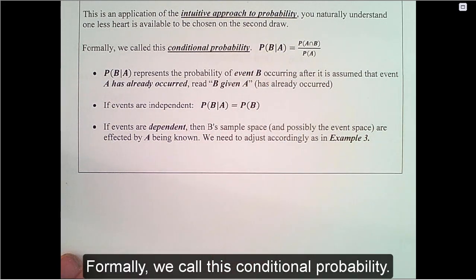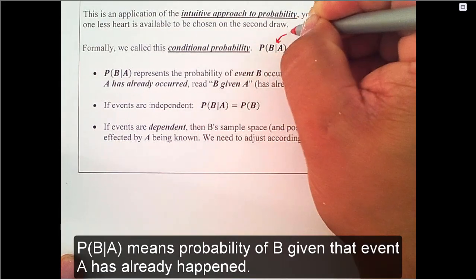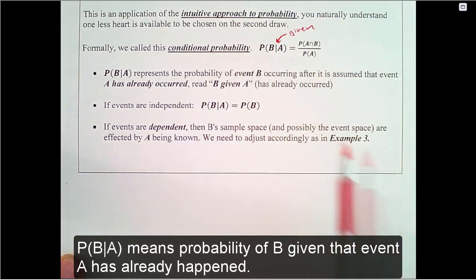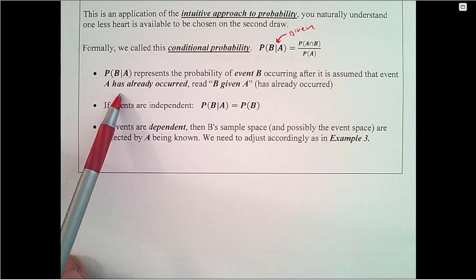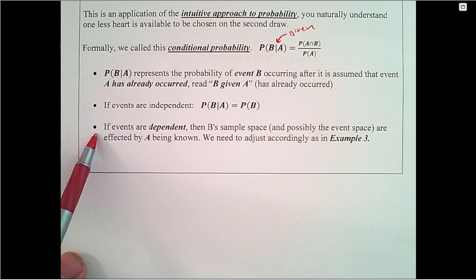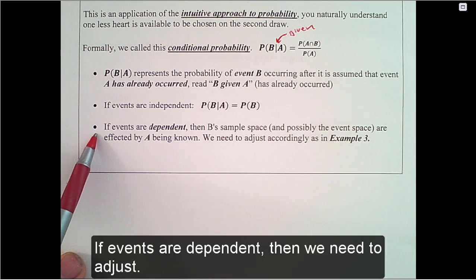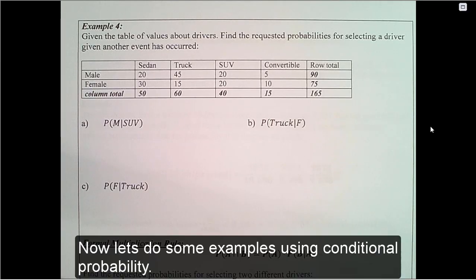Formally, we call this conditional probability. P of B slash A means probability of B given that A has already happened. If events are independent, P of B slash A is equal to P of B. If events are dependent, then we do need to adjust. Now let's do some examples using conditional probability.